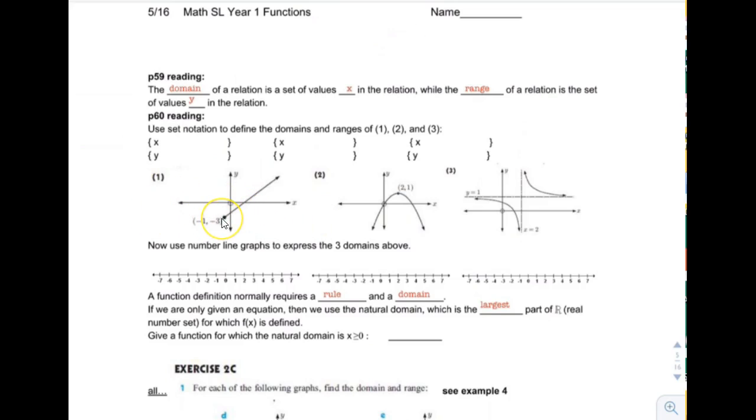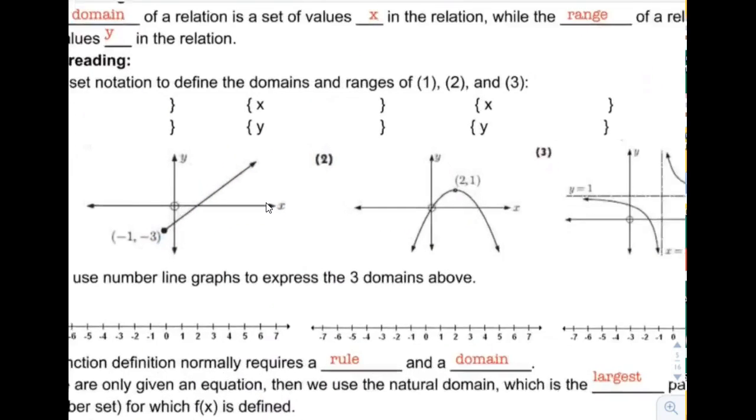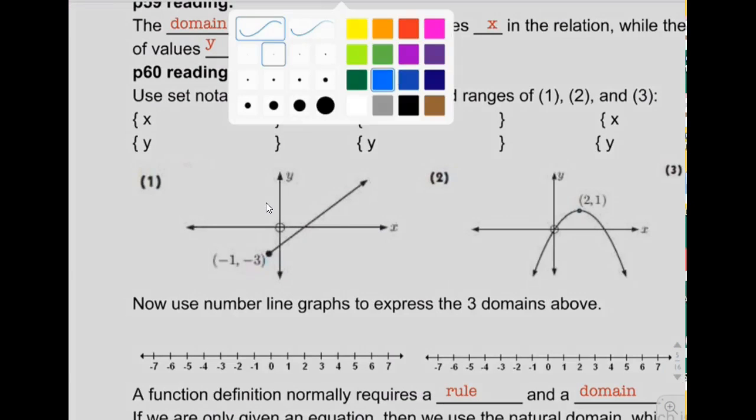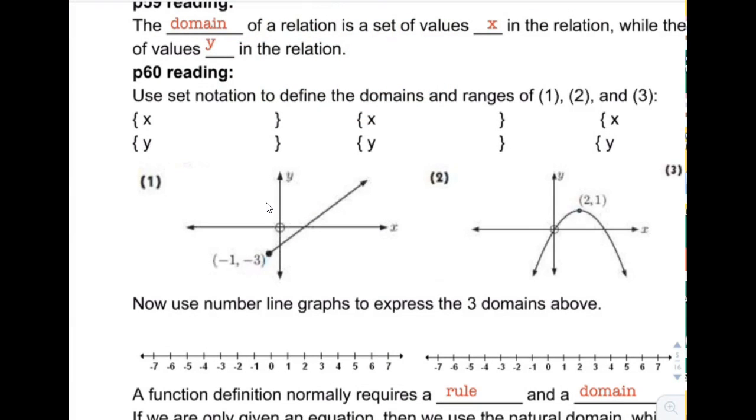Let's see, number 1. Basically, it exists for the x values from -1 to infinity. So how do we express that with set notation? We can put x such that, the vertical line means "such that" in math, x is greater than -1. Now should we put greater than, or greater than or equal to? We'll look at the closed dot. If it's a closed dot, then we put greater than or equal to because it includes the dot.